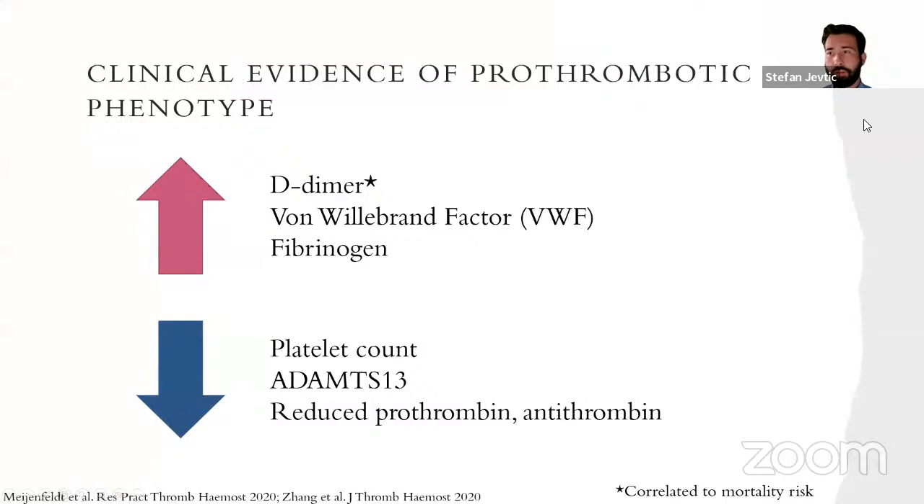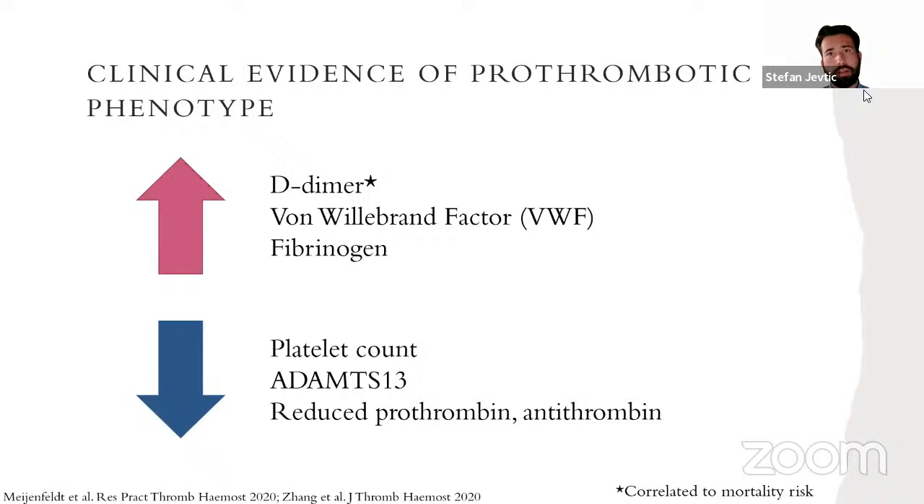The evidence for a prothrombotic phenotype was also seen clinically in these patients. When they presented, they often had an elevated D-dimer in hospital, generally greater than 2 times the upper limit of normal. Many studies actually showed that you could risk stratify patients based on the degree of D-dimer elevation, and this portended a poorer prognosis the higher the degree of elevation.